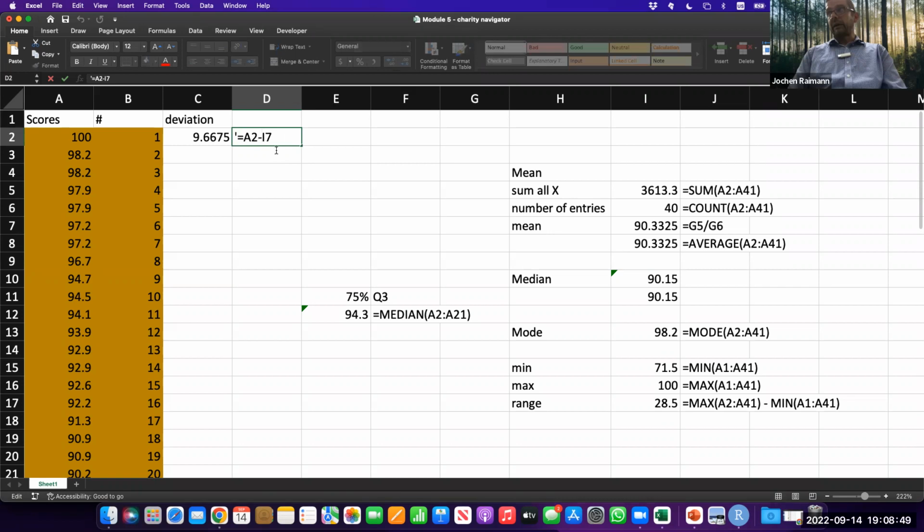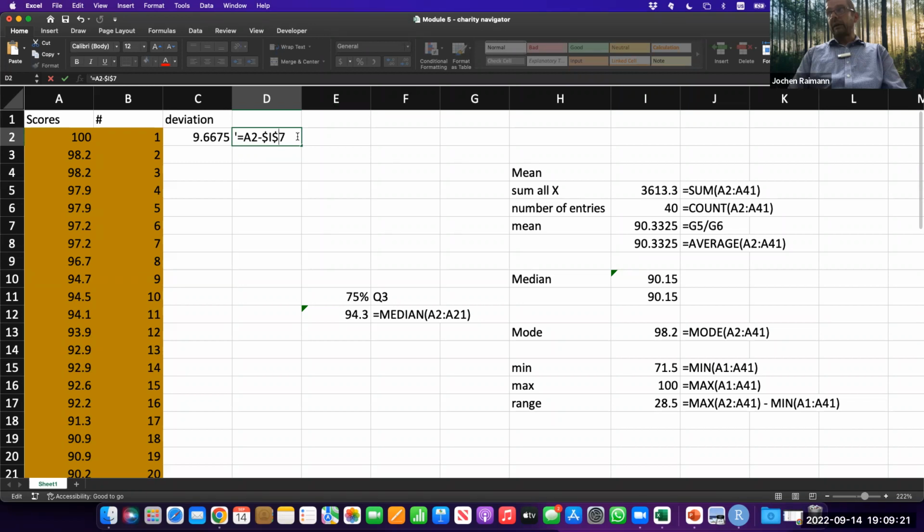We are locking that cell in again because we don't want the mean to shift, right? And how do we do that? We're taking the dollar sign and we're locking in our mean. So it's $I, $7. Same principle, right? We did it with the volcanoes. So $I, $7, or whatever cell you have your mean calculated in.